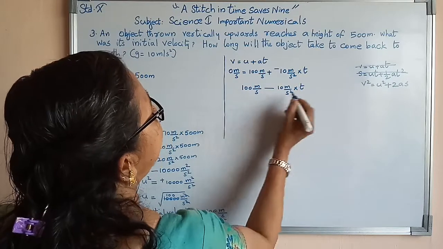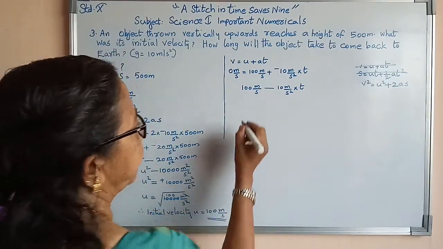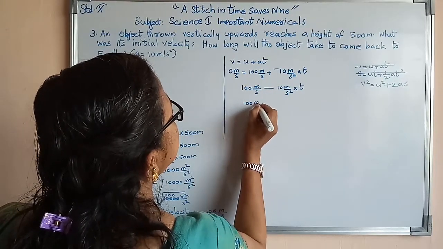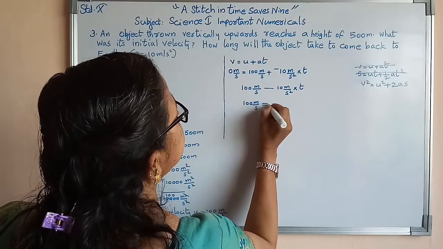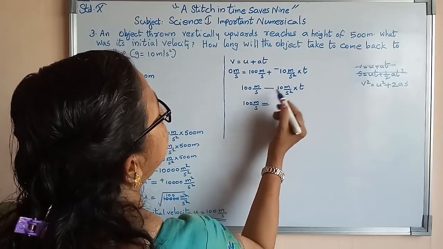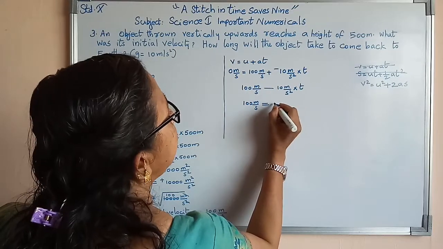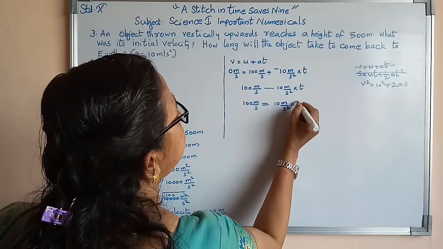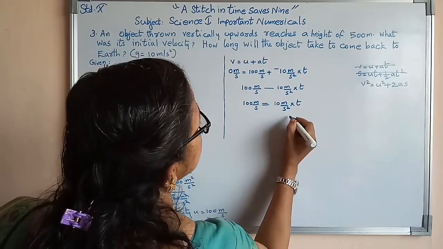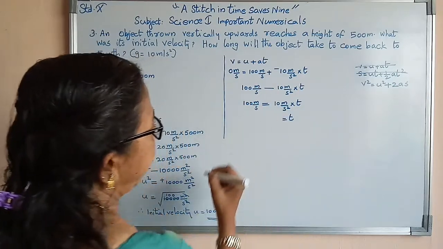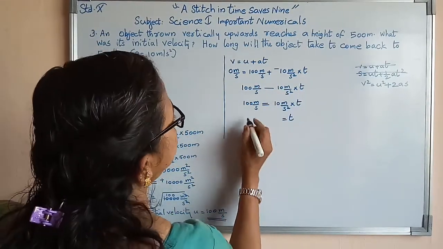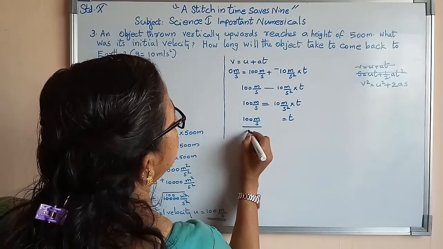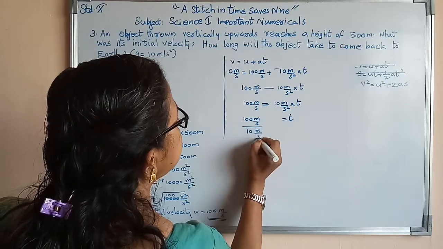Now this value we will write in the form of an equation or formula. That is 100 meter per second is equal to, here the minus going to the other side, so it will become a positive value, 10 meter per second square into t. Now we have to find t. For finding t, this value will come down: 100 meter per second upon 10 meter per second square.